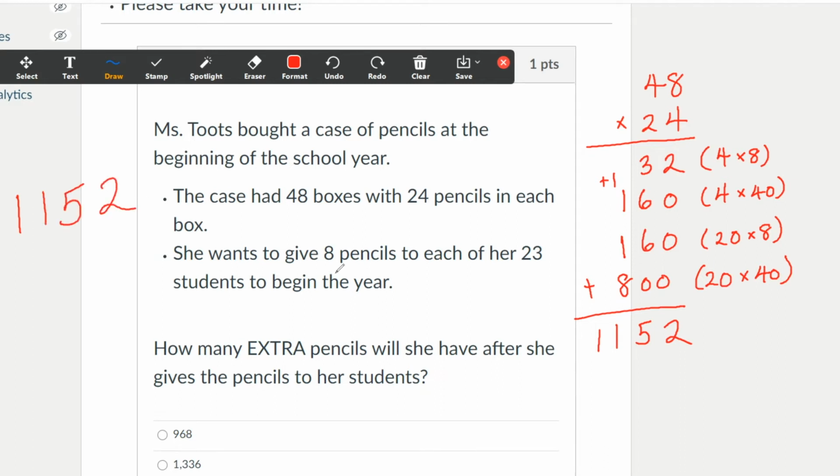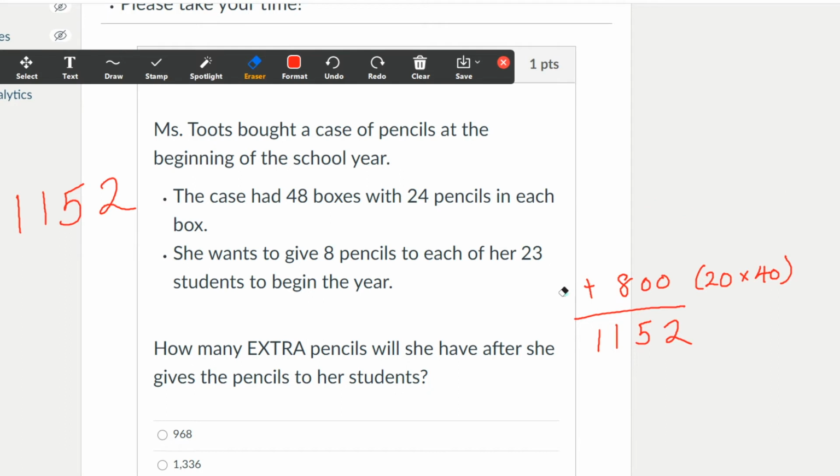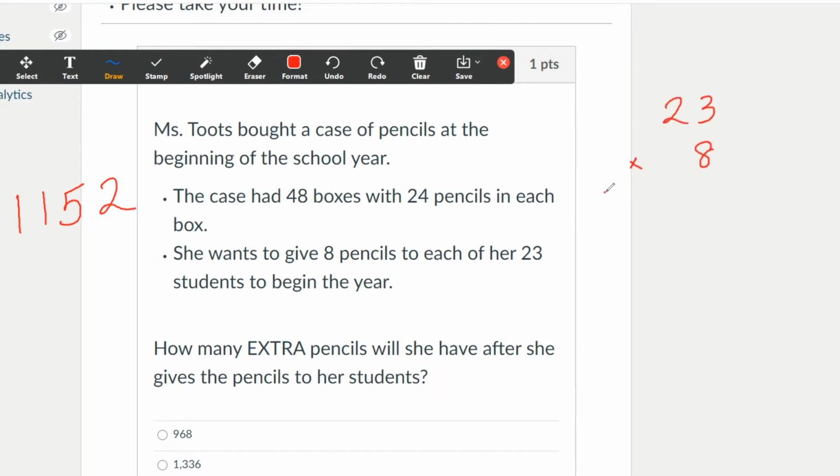Now, she wants to give 8 pencils to each of her 23 kids. So I need to figure out how many pencils that is. Let's go ahead and erase this section over here so I have some space. This will take a while. If she has 23 times 8, we're going to do the stacked method again.